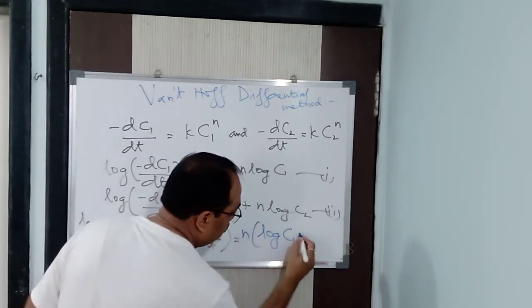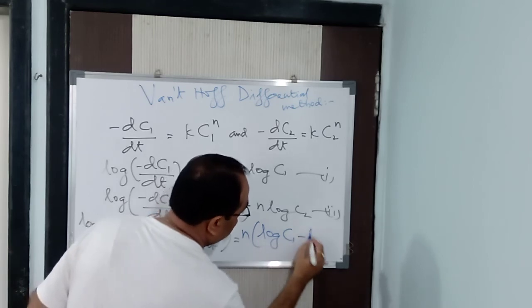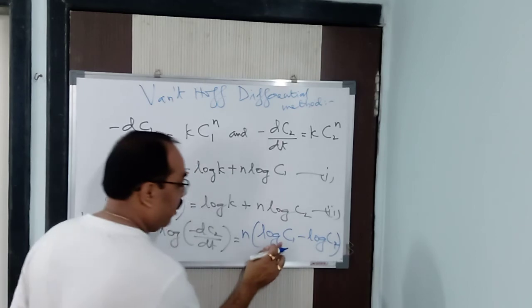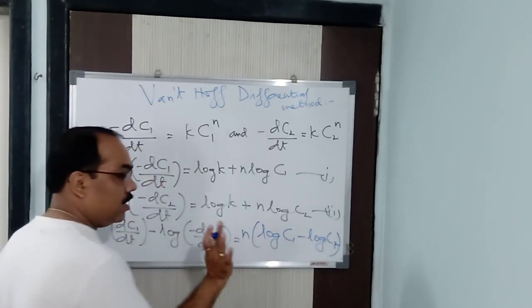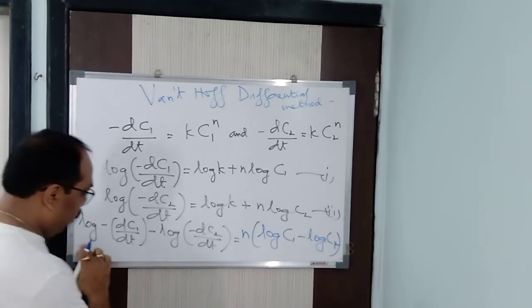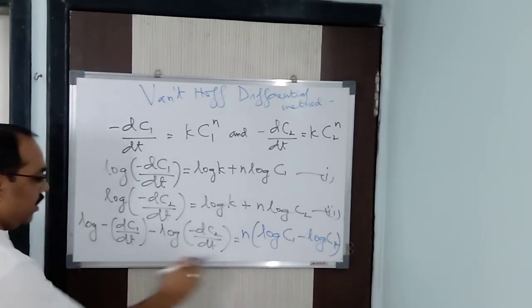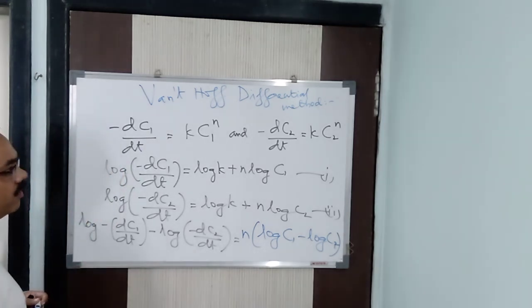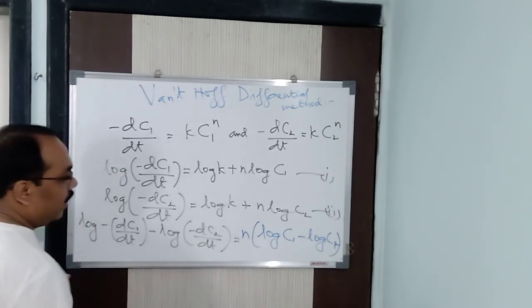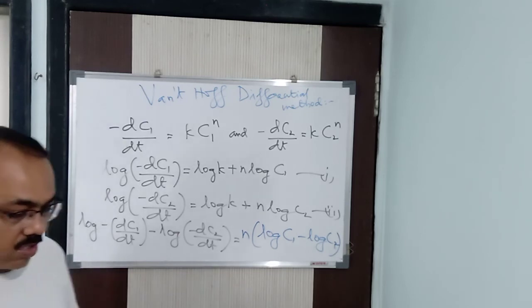minus log c2. Of course the base is 10. Nothing is written, so you should understand the base is 10. Alright, remember it: if the base is not written, the base is 10. It's understood, it's a common log. So n will be what? N will be this divided by log c1 minus log c2. I don't have the space, but I am telling you, n will be this whole thing divided by log c1 minus log c2.